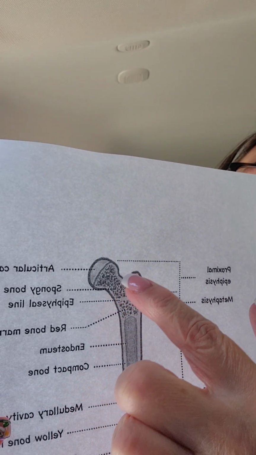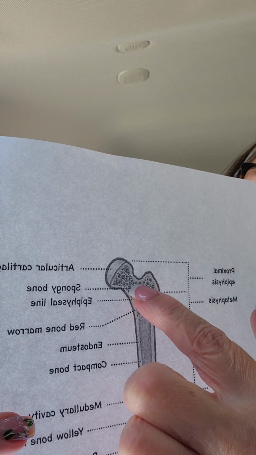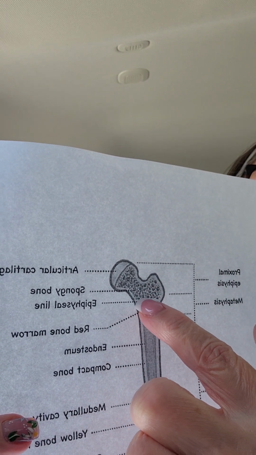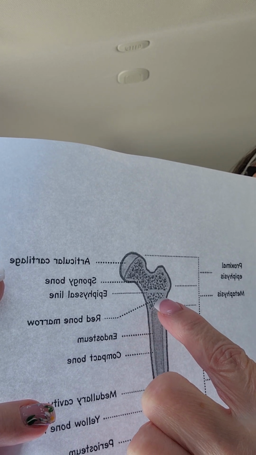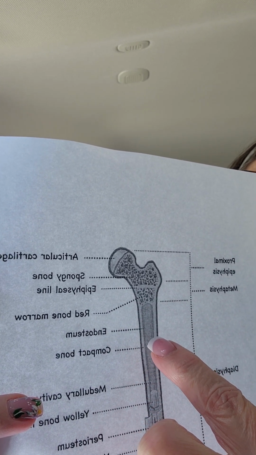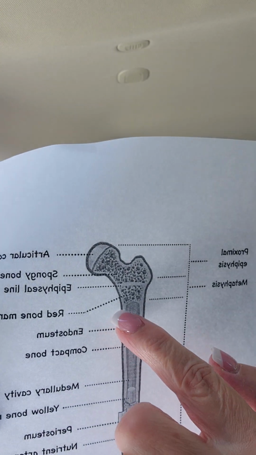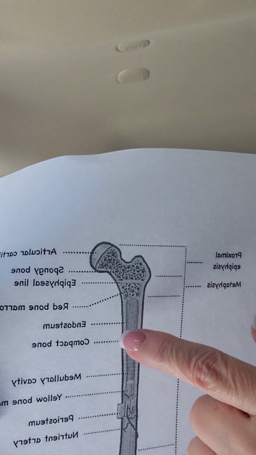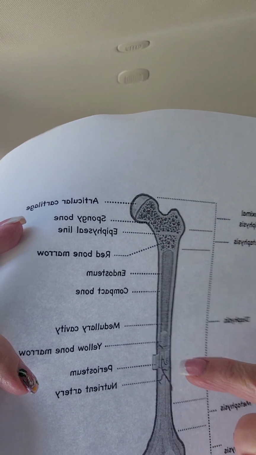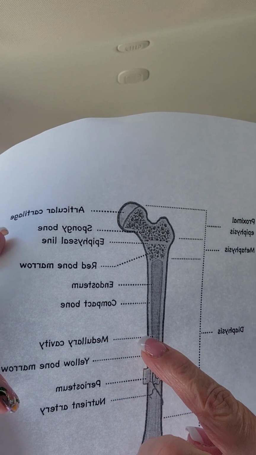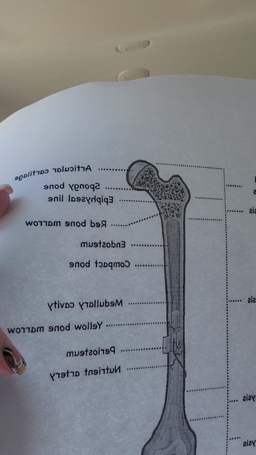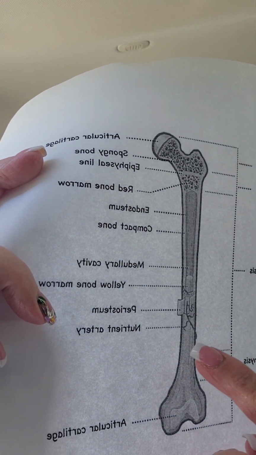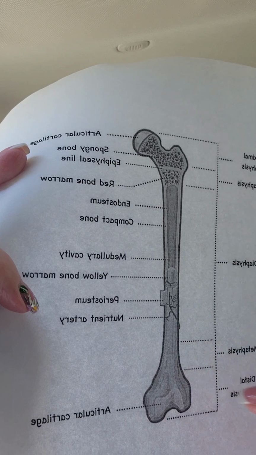metaphysis, spongy bone, epiphyseal line. That's where they come together. You have red bone marrow, compact bone, endosteum here, medullary cavity, the very outside, yellow bone marrow, periosteum, nutrient artery. Here's an artery.